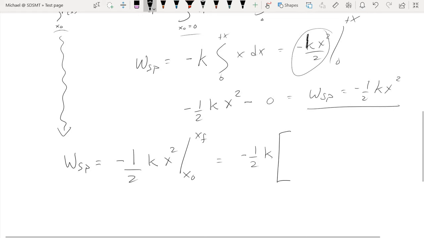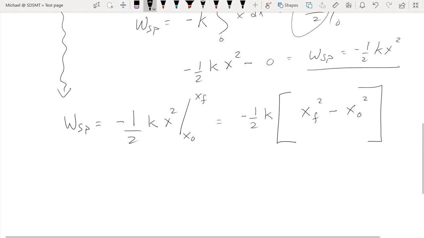I'm going to factor that out because both terms will have a minus 1/2 k as part of the evaluation. But we have x squared evaluated at x final, and then we have to subtract x squared evaluated at x initial. Okay, we are subtracting the evaluation. We are not taking negative x naught and then squaring it. This minus sign is out front. And so there's the work done by our spring force between any 2 values on the number line.